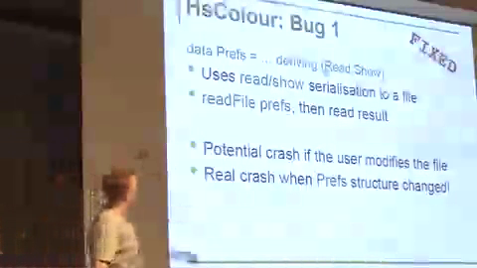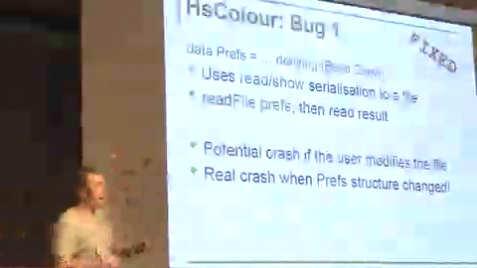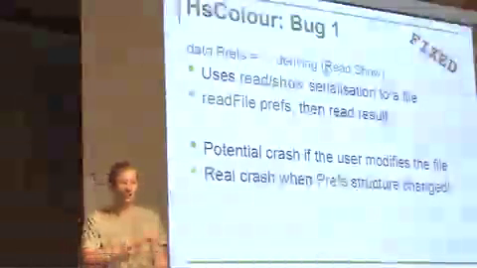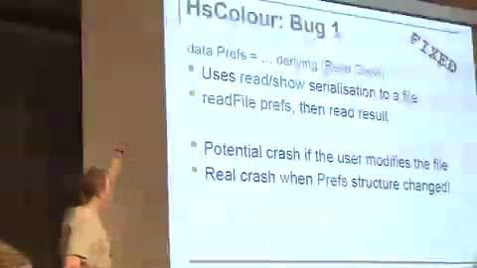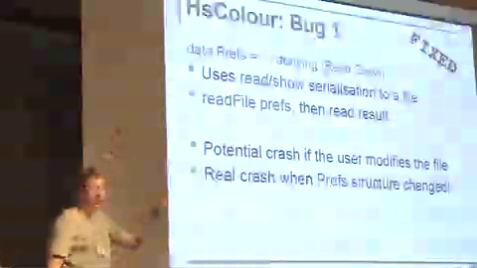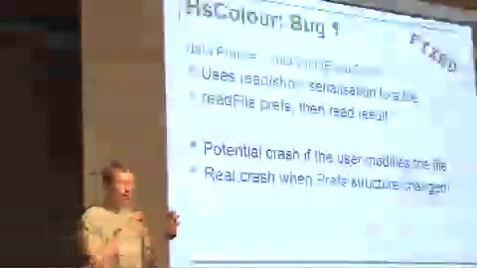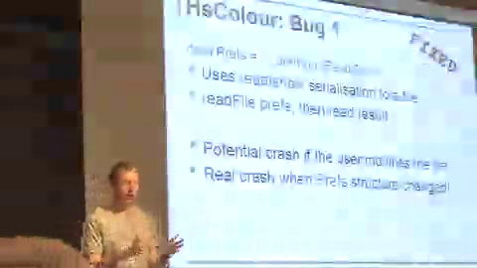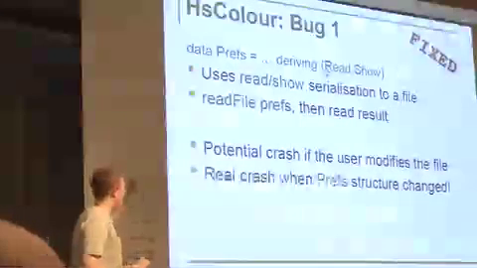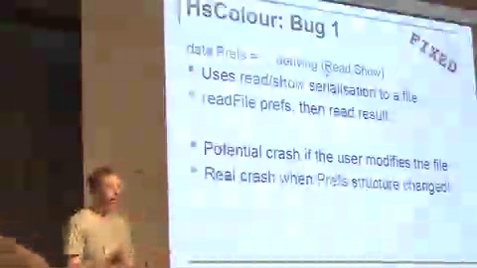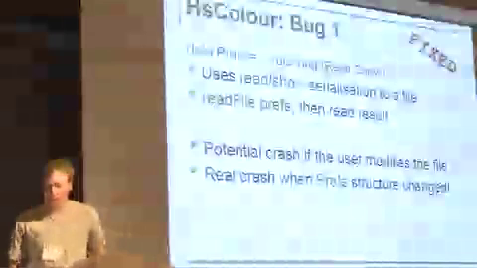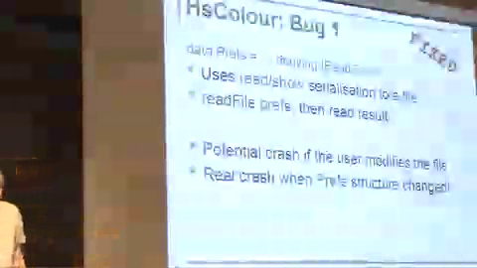So the first thing I found is that the way it stores its preference file is just using read and show. It takes the pref structure, shows it, and writes it to a file, and then it reads a buffer from disk and calls read on it. Just read, not reads or anything. So if the user modifies the file, the program may crash, and in fact, if the pref structure ever changes in HSColor, then it will also crash. So Catch identified this bug and fixed it.